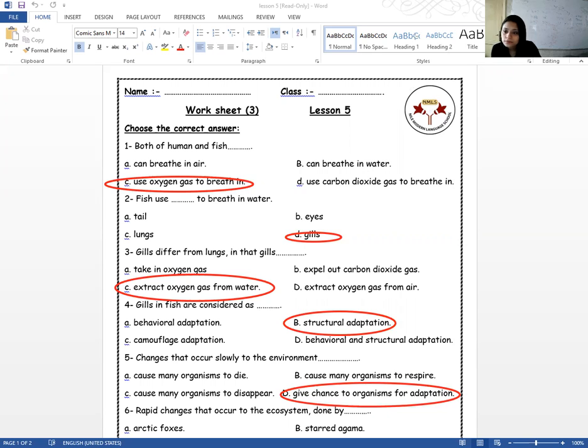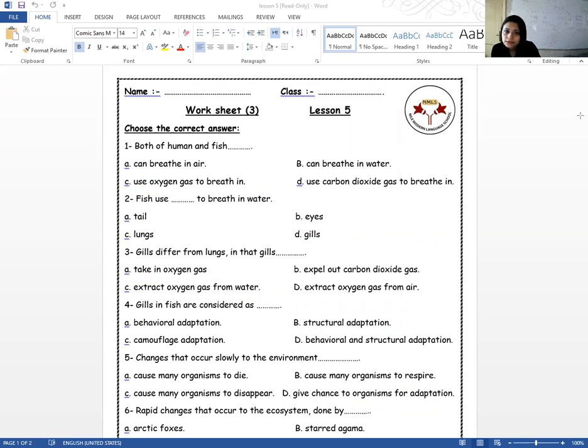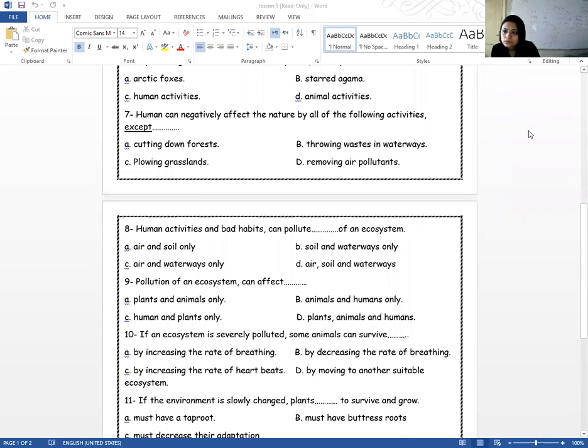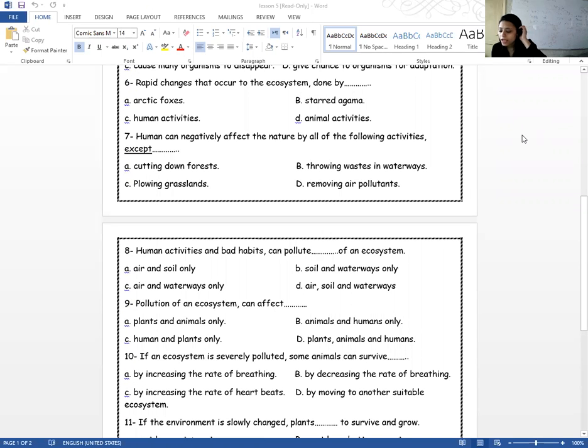After that, number 6. Rapid changes: what is the meaning of rapid changes? They happen quickly, okay? They occur in the ecosystem, done by human activities.